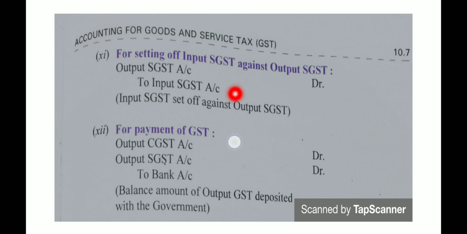For setting off input SGST against output SGST, you can deduct the input GST from the output GST. What you receive and what you have paid you can set off, and that amount will be treated as an asset. For the payment of GST, output CGST, you have to pay the GST which is collected from the customer. Output SGST account debit to bank, because it is deposited into the government account.